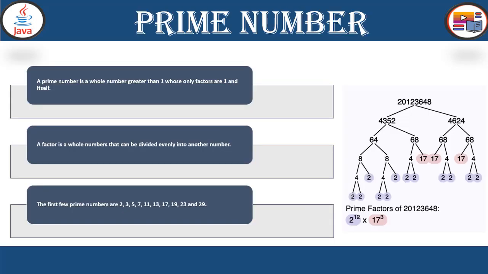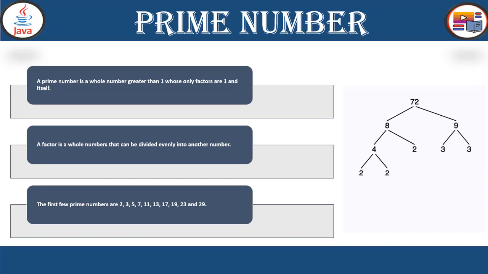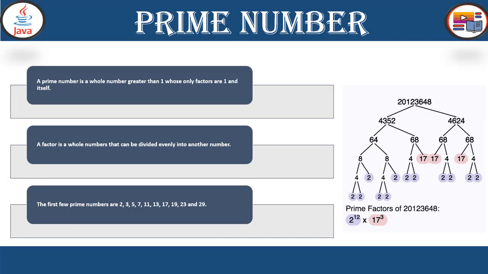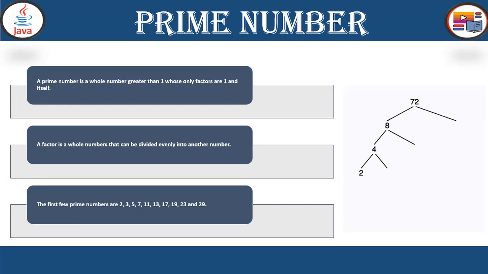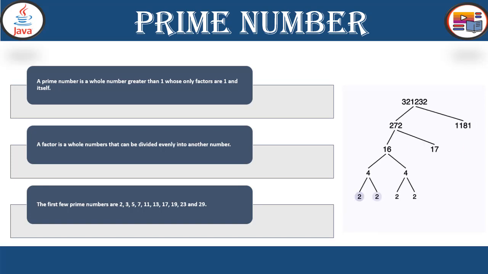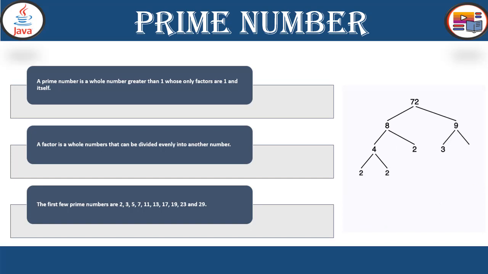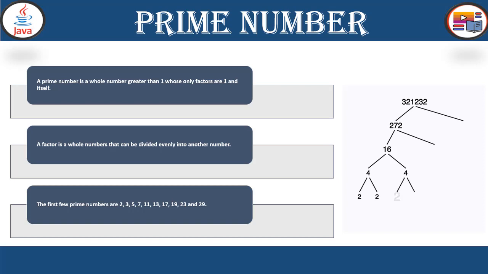Now what is a prime number? We have a number system where we have different types of numbers to present in our machines and our systems. A prime number is a whole number which is greater than 1 whose only factors are 1 and itself. That means a number which is divisible by 1 or by itself is called a prime number. A factor is a whole number that can be divided evenly into another number.